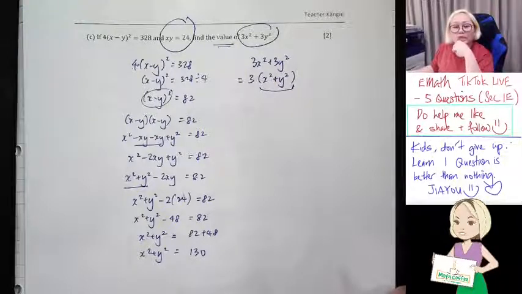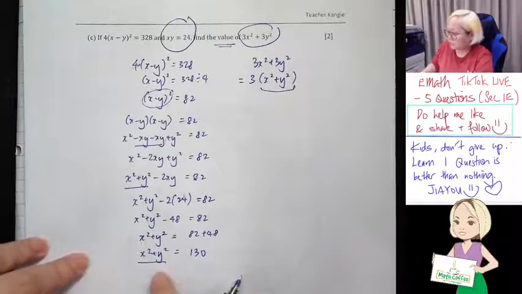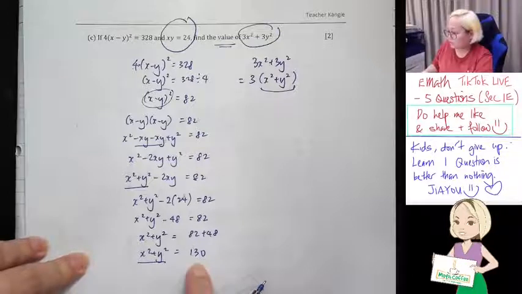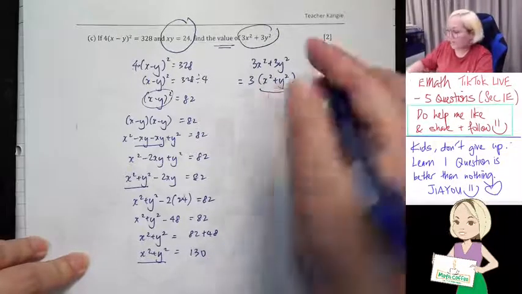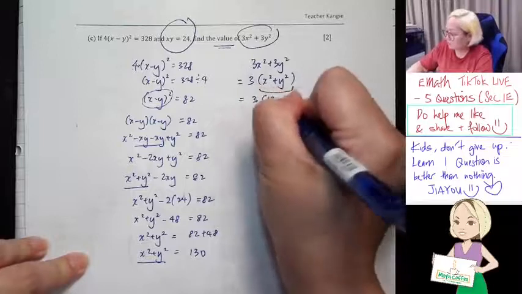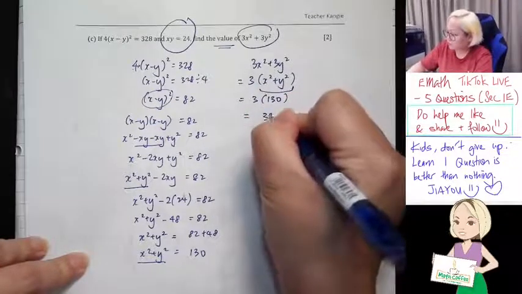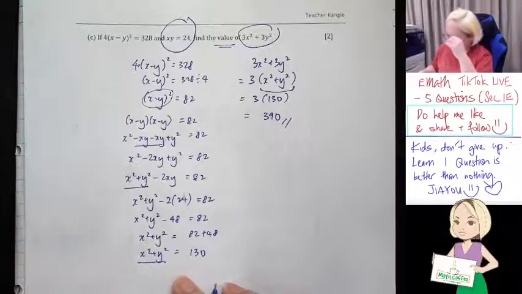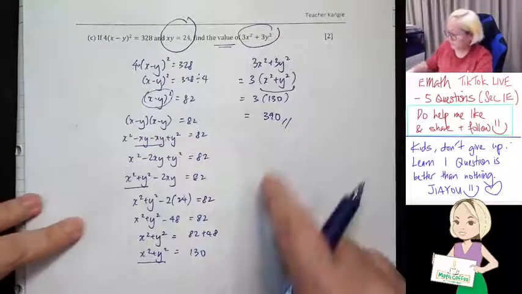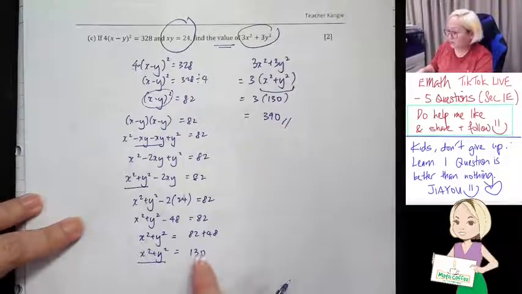Yeah, I'm referring to the students who say, I'm not done yet. This is only x squared plus y squared is 130. My value is over here. So it will be 3 multiplied by 130. So the answer should be 390. Understand? The answer is here, not this one. Hello?